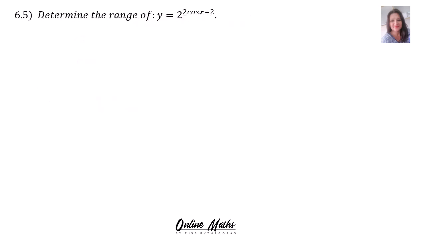6.5. Determine the range of y equals 2 to the power 2 cos x plus 2. So we will deal with this one by breaking it up into little manageable pieces. So we can start with the range of 2 cos x. Now that graph, let me sketch it here for you. This graph will look like that. The amplitude will be 2 and negative 2. So the graph there, the range you read from the bottom upwards, so that range is from negative 2 up to 2. That's why it's the answer.